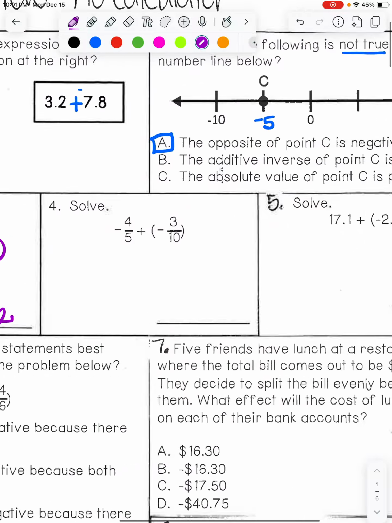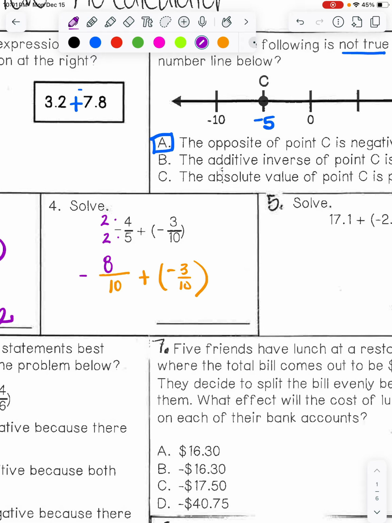Number four, I will have to find a common denominator. I know the common denominator between 5 and 10 is going to be 10, so that negative 3/10 is going to stay the same. I'm not going to change that. But this needs to change to a 10. So the rule is, of course, if I need to multiply that times 2 to make it a 10, I'm going to do the same thing to the numerator. It is a negative, so be careful with that. That's going to be a negative 8/10.